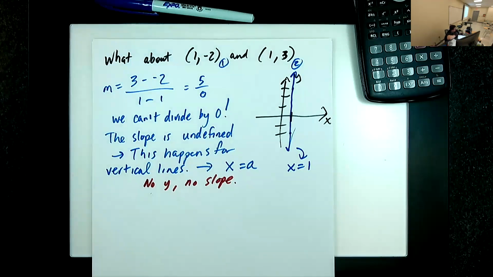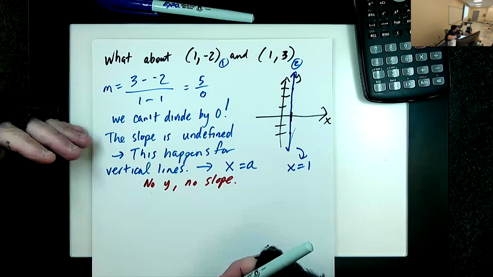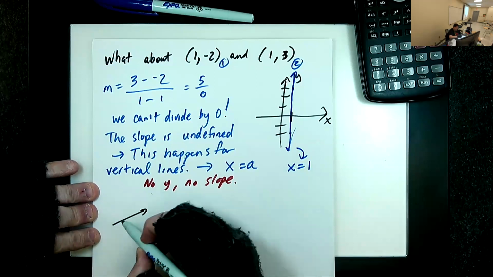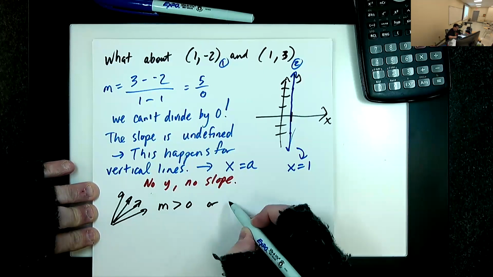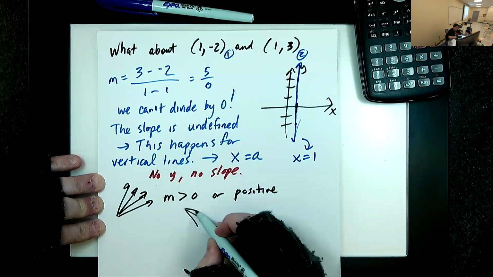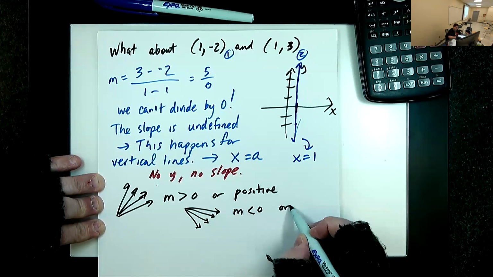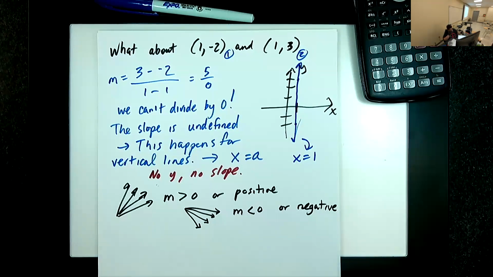Any questions? So vertical lines have no slope, they're undefined. The horizontal lines have a slope of 0. And then you'll see, if it's going up from left to right, m is greater than 0 or it's positive. And if it's going downward, m is less than 0 or negative. Those are handy to remember. Because if you do something and your line is going downward, but you calculate a slope is positive, something's wrong.